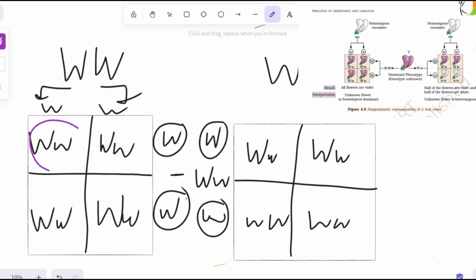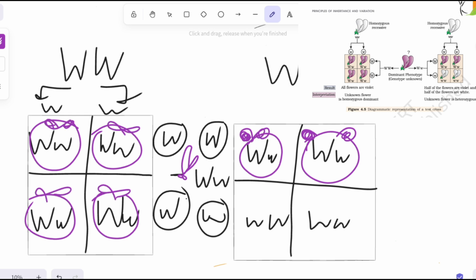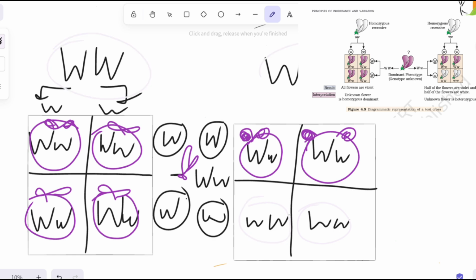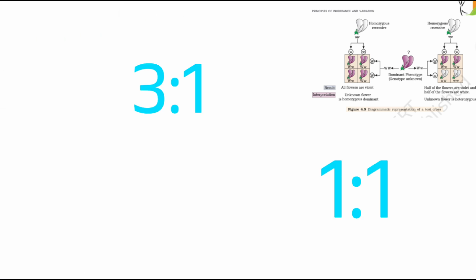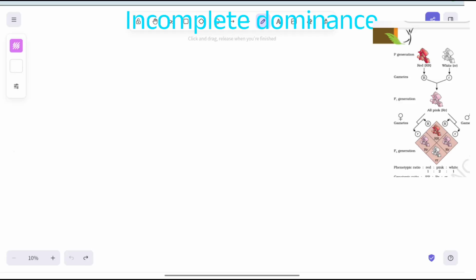If the unknown flower is homozygous dominant, that is capital W and capital W, then all the offspring will be violet. And if the unknown flower is heterozygous, that is capital W small w, there is a chance of 50% violet and 50% white. And this is classic Mendelian, where a 3:1 or 1:1 ratio is obtained. Then the second diagram, it is incomplete dominance.